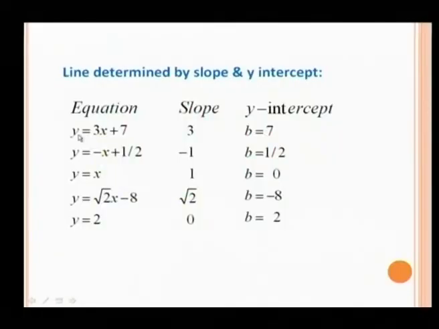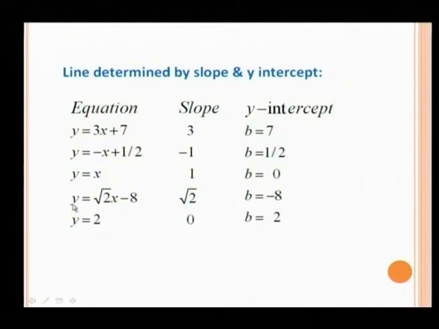If we have an equation y is equal to 3x plus 7, for this equation slope is equal to 3 and y-intercept, which is b, is equal to 7. For the second equation, y is equal to minus x plus 1 by 2, slope is minus 1 and y-intercept, which is b, is equal to 1 by 2. For the third equation, y is equal to x, slope is equal to 1 and y-intercept, which is b, is equal to 0.